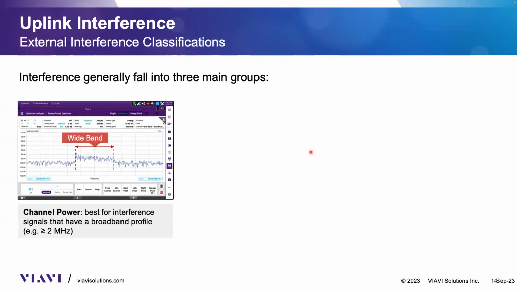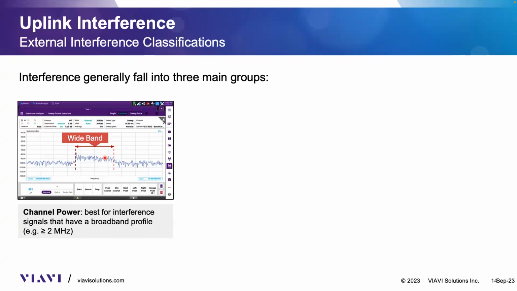Now, let's talk about the external sources of interference and typically how they behave. We can group them into three different classifications of interference. The first one, let me call it wideband interference. Typically, we've seen that from broadband amplifiers. Anything beyond 2 megahertz can be viewed as wideband.